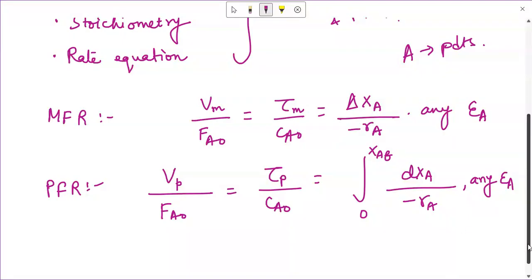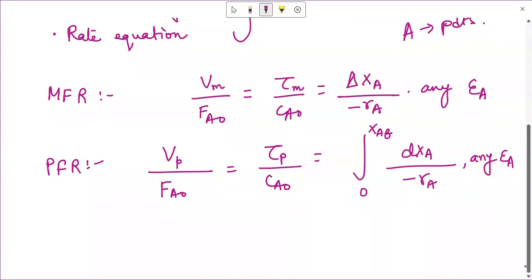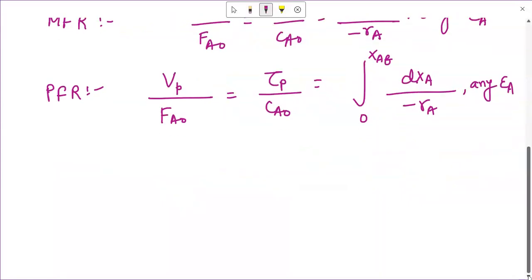For a detailed understanding of that, I suggest you go through my other lectures on this topic. For now, to compare the sizes of MFR and PFR required, all you need to do is take the ratio of these two expressions. That will give you the size ratio for these two types of flow reactors. Now let us study this in detail for nth order kinetics.